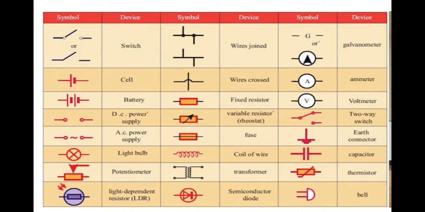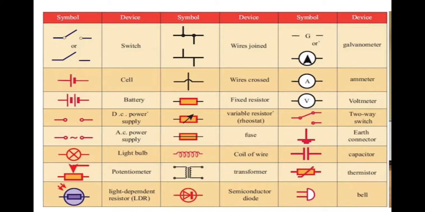Next one is the symbol of coil of wire. Next symbol of transformer. A transformer is a device which converts high voltage to low voltage and low voltage to high voltage. And the next one is the symbol for semiconductor diode. A diode is an electrical component which allows the current to flow in one direction. The next one is galvanometer. A galvanometer is a device used to find the flow of current in an electric circuit.